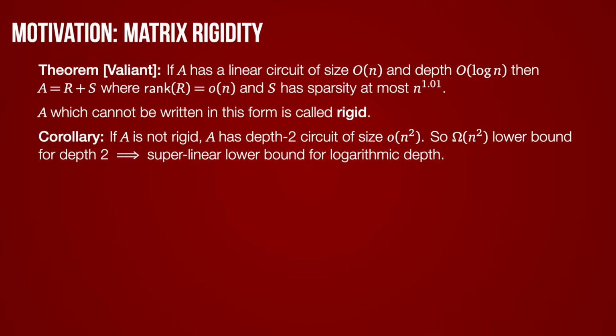What it means is that if we could get the best possible lower bounds for depth 2 circuits, an omega n squared lower bound, then we would in fact get superlinear lower bounds for logarithmic depth circuits, which would be very significant. What this shows is that depth 2 is stronger than maybe one might initially imagine, because even in non-trivial size little o of n squared, it can compute all transformations with logarithmic depth and linear size circuits.